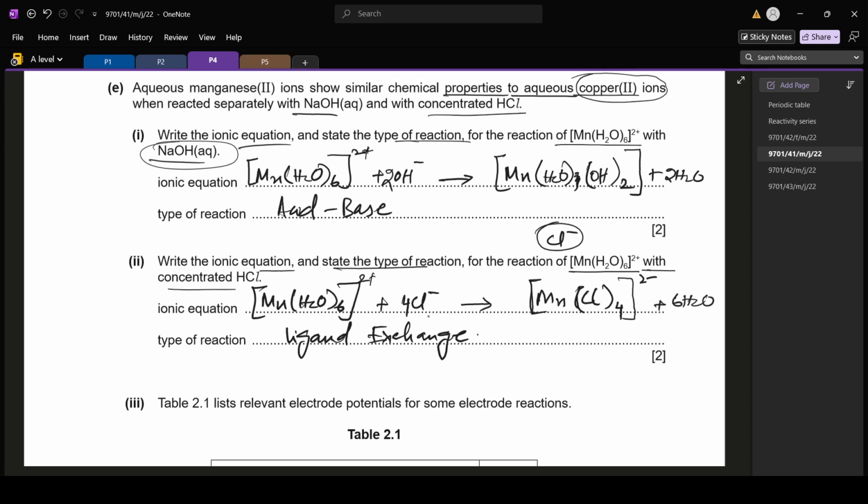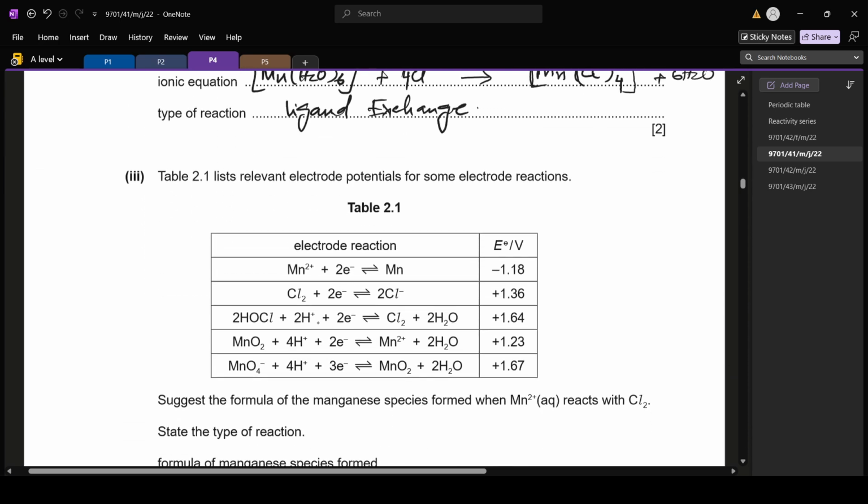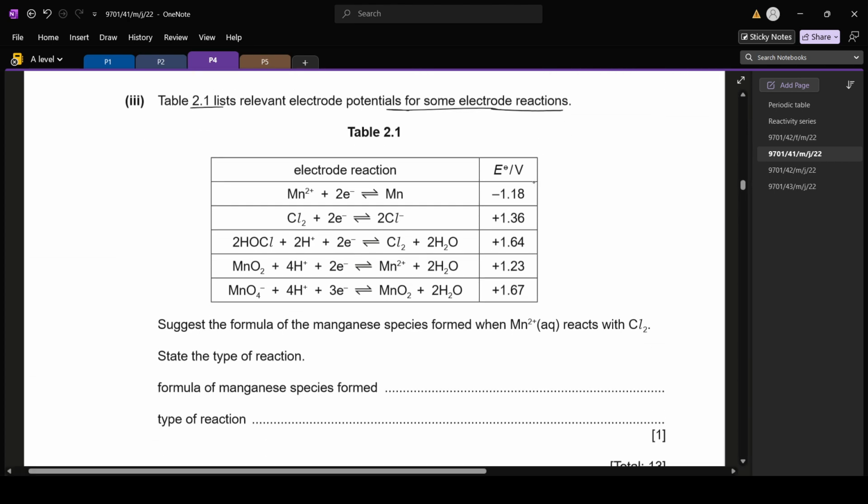Okay, or you can call it a substitution reaction. Part 3. Table 2.1 lists relevant electrode potentials for some electrode reactions. Suggest the formula of the manganese species formed when manganese 2 plus reacts with chlorine.